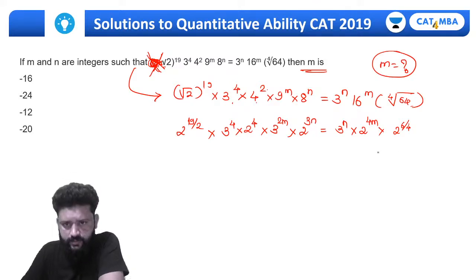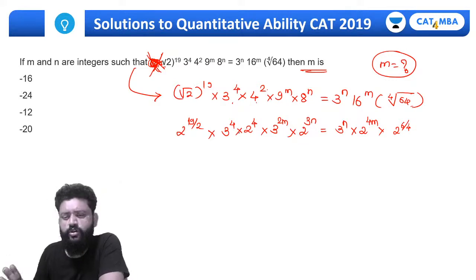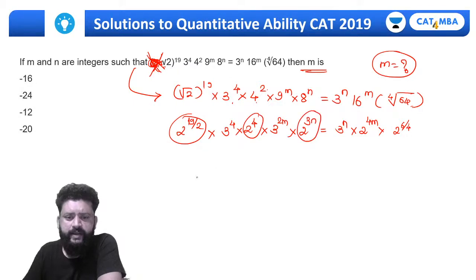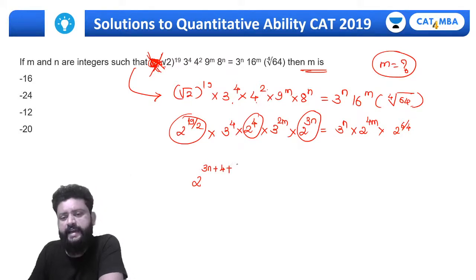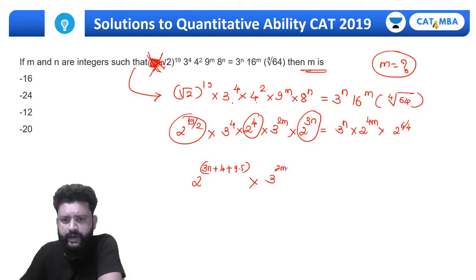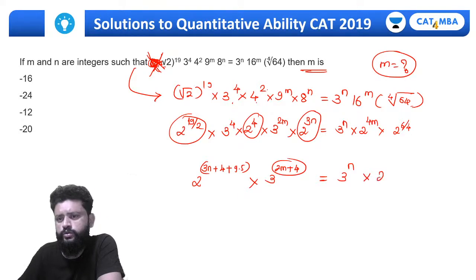Now let's get all 2's together and all 3's together. That's what I'll try to get. Okay, so this will be 2 to the power 19, 2 to the power 4, and 2 to the power 3n. So I can write 2 to the power 3n plus 4 plus 19 ka half is 9.5, into this will be 3 to the power 2m plus 4. This equals to 3 to the power n into 2 to the power, this is 3 by 2, this is 1.5 to the power 4m plus 1.